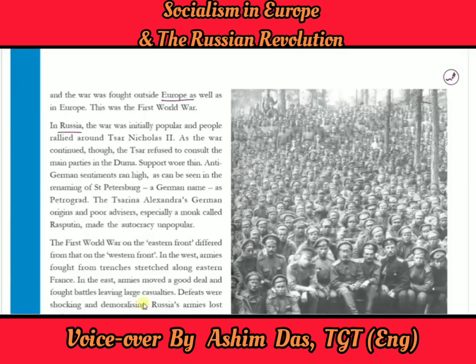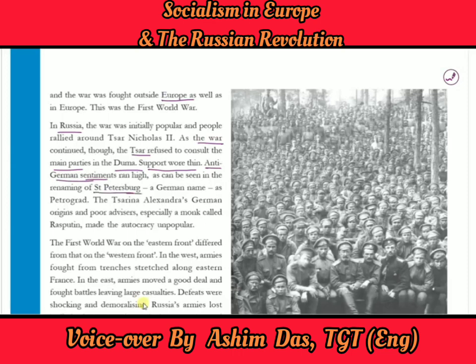In Russia also, the First World War was initially popular and people rallied around Tsar Nicholas II and supported him. As the war continued, though, the Tsar refused to consult the main parties in the Duma. So what to do, how to support the war, what to do in the war, he did not take any kind of help or consultation from the Duma. Very soon the support wore thin, and the people did not support him anymore.